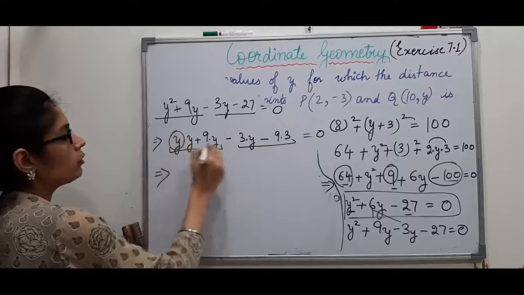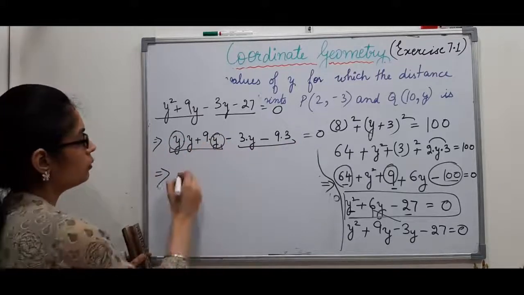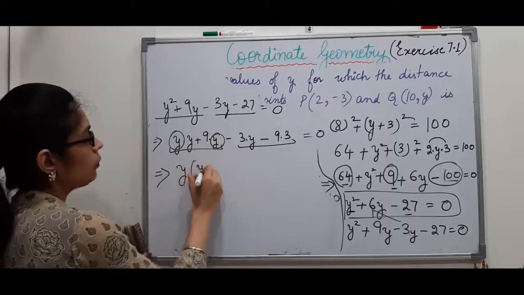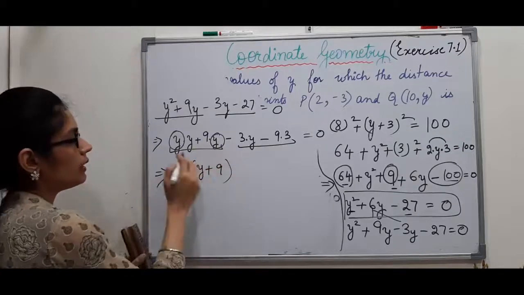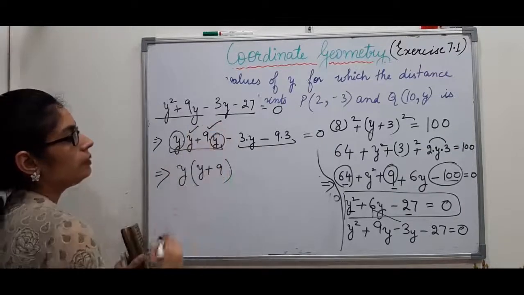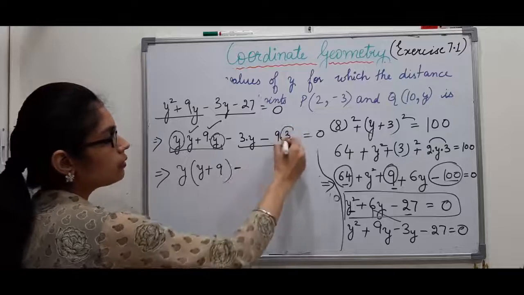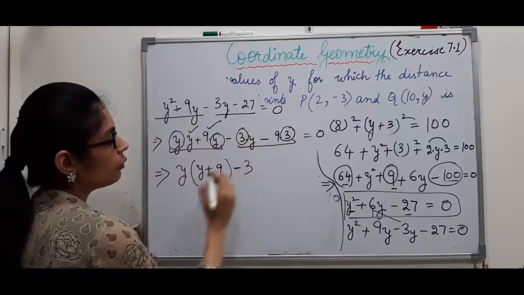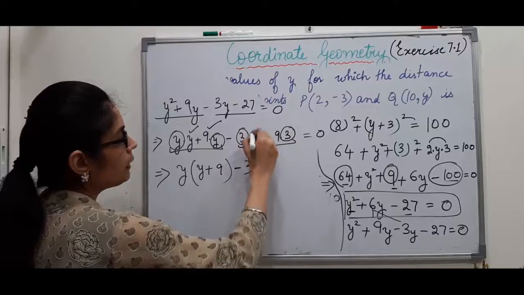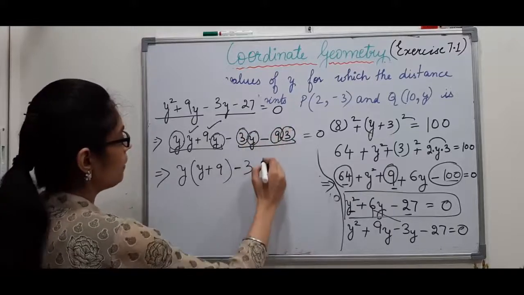So here y is common, you can see y is there in both, so y I will take out common. So y plus 9, remaining terms I have to write, which is y plus 9. So minus, here 3 is common, so 3 I have to write, then remaining terms I can write as it is, y minus 3.